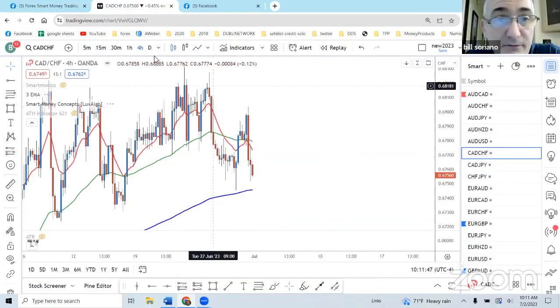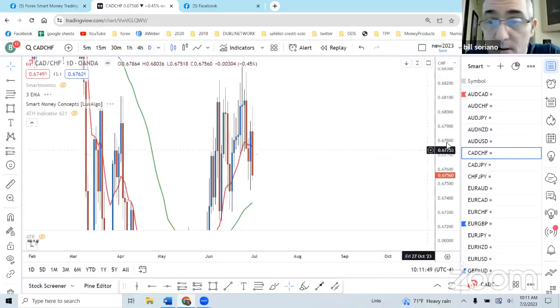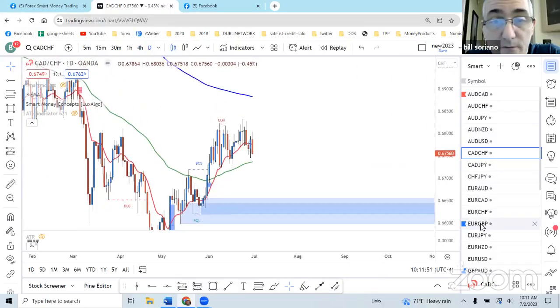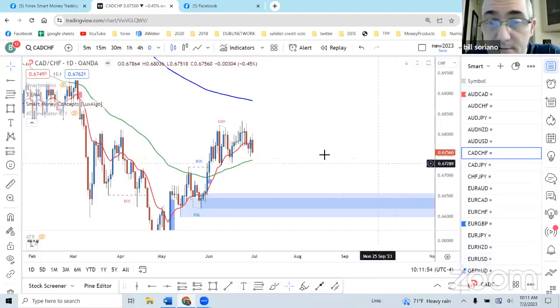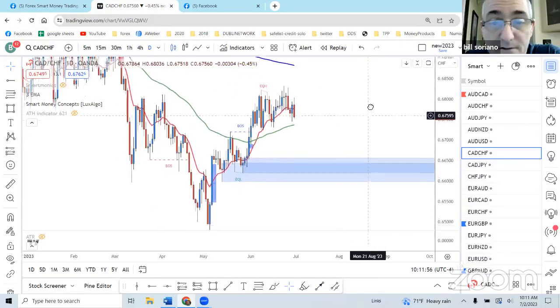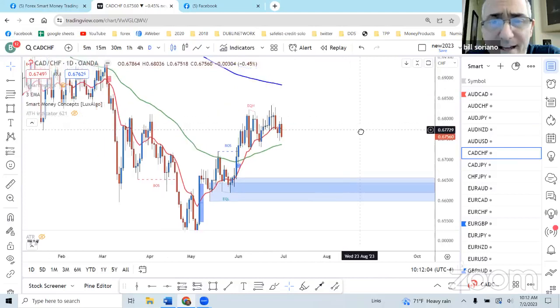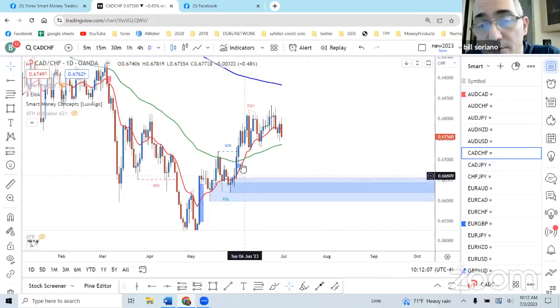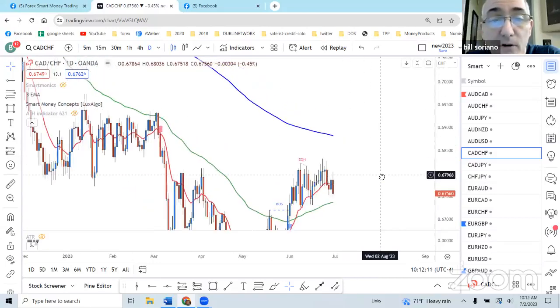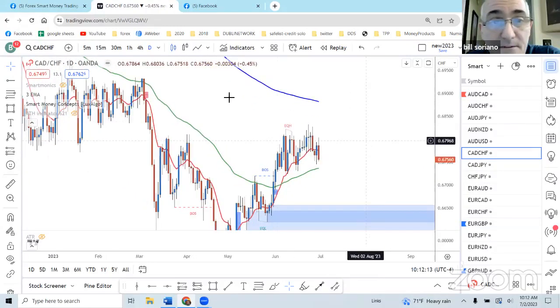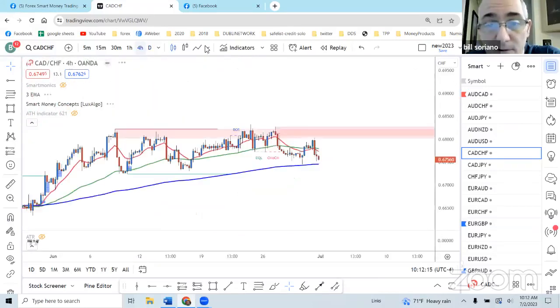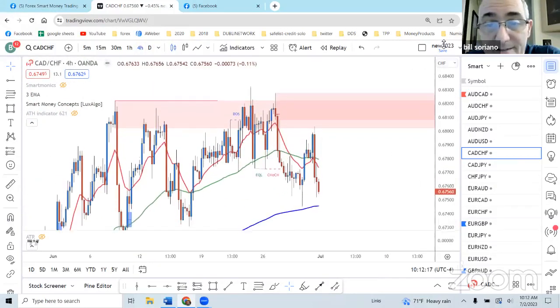CADCHF, right? Let's go to the daily chart. Daily chart, the order flow is, wow. Okay, this one's a little bit hard. You can see that the order flow here is definitely bullish, right? You didn't get a break of structure there. We would like to see that. Price is still below the 200, but you can see the 13 moving above the 62. But overall, that's bearish order flow. That's bearish, okay?